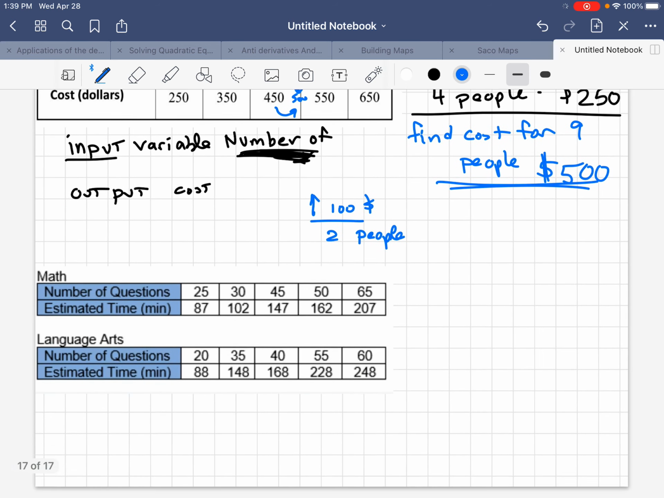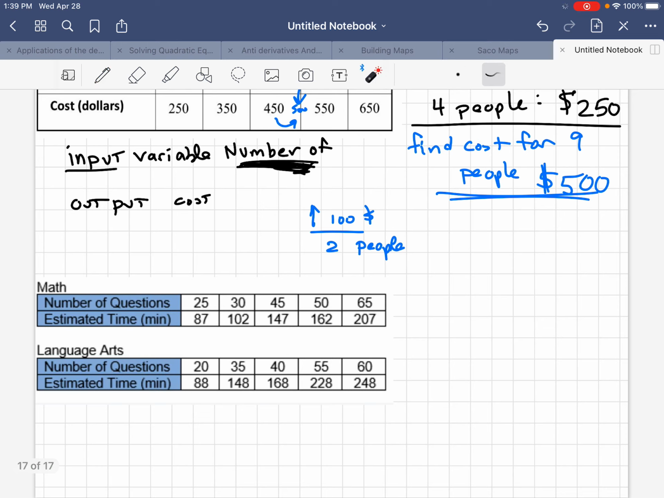Let's do one other type of problem here. Here we have 2 separate tables that seem to be connected. We have one for math, and we have one for language arts. So it's a number of questions and estimated time. 25 questions, 87 minutes. 20 questions, 88 minutes. 30, 102, 35, 148. So there's a varying number of questions in each, and a varying number of minutes in each. So maybe we want to keep track of math and language arts.